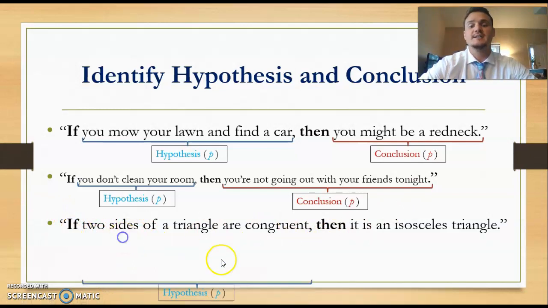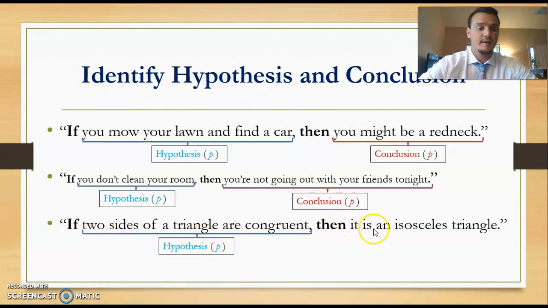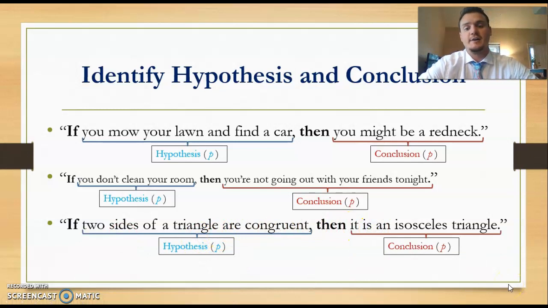So if two sides of a triangle are congruent, then it's an isosceles triangle. This is actually an example of a theorem that we're going to look at in class. So I included that here so you can see where it's going to come up in geometry.